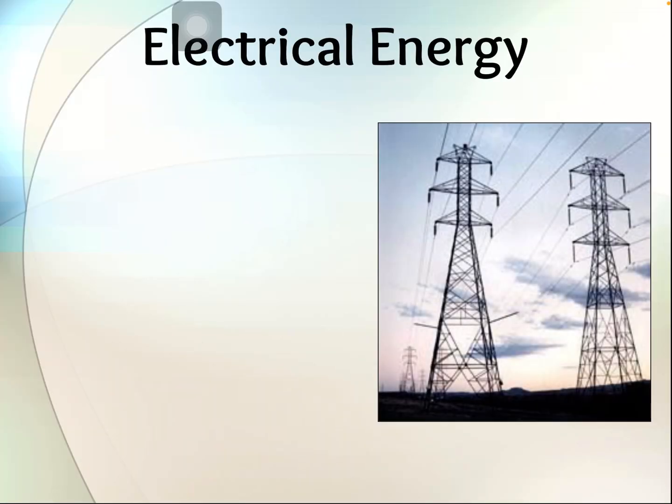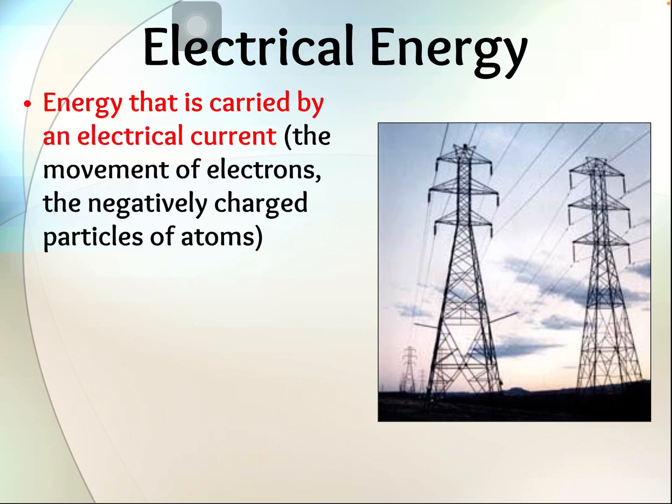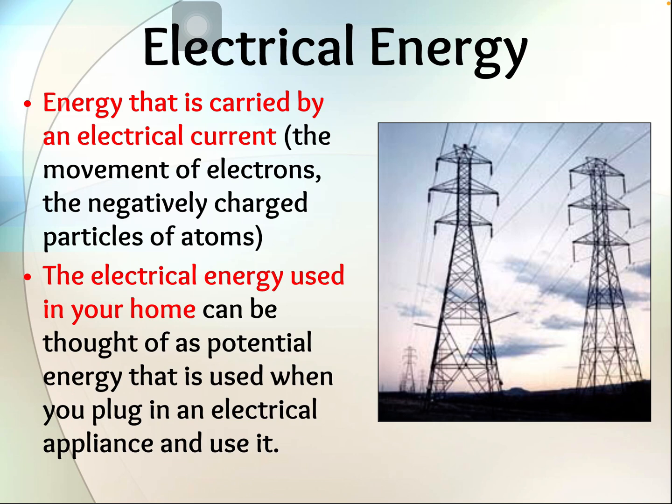All right, next form of energy. We have electrical energy. This is one that's utilized by human beings a good bit. It's energy that's carried by an electrical current. What an electrical current is, is the movement of electrons. Remember the particles of the atom? Subatomic particles, electrons, they're the negatively charged ones found outside the nucleus. They can move from atom to atom, and that creates what's known as electrical energy.